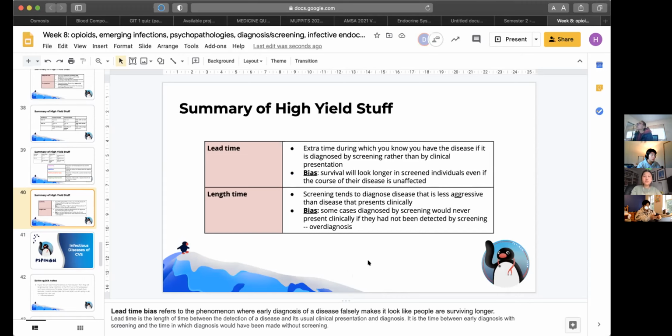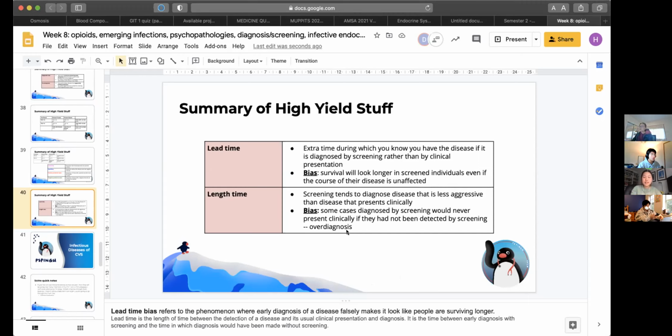So it's when you do a screening test and you get an early diagnosis, it's the time between early diagnosis with that screening test and the time in which the diagnosis would have been naturally made without the actual screening. So the bias that presents with lead time bias is that early diagnosis of the disease makes it seem like people are actually surviving longer when it's not actually the case. The course of the disease is unaffected.